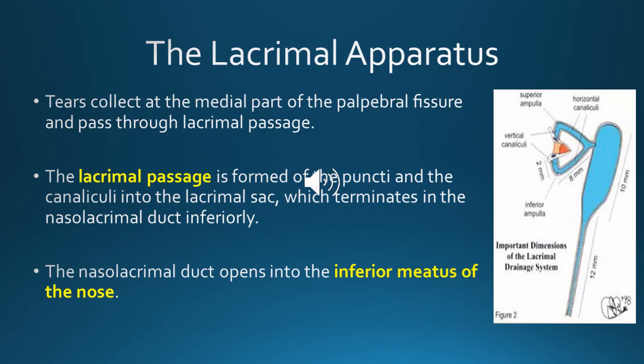The lacrimal passage is formed of two puncti, two canaliculi, and the common canaliculus that terminates into the lacrimal sac. Then the lacrimal sac terminates in the nasolacrimal duct inferiorly. The nasolacrimal duct opens into the inferior meatus of the nose.